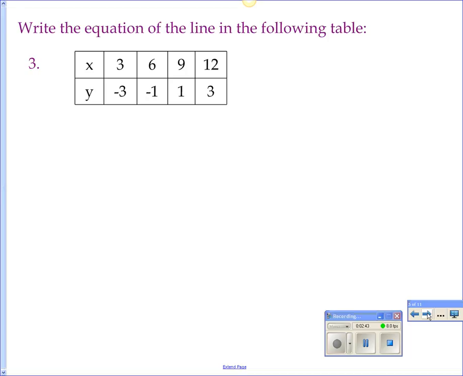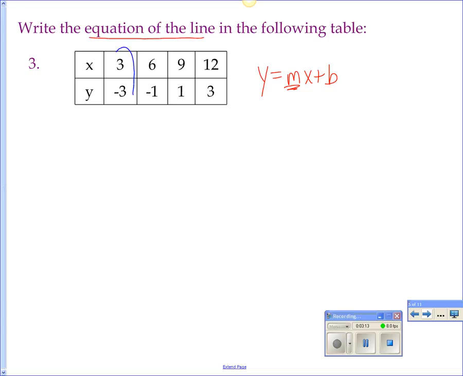Number 3 says write the equation of a line of the following table. Well, this time you just have lots of points. You have (3, -3), (6, -1), (9, 1), and (12, 3). So we're not going to do anything different than we've been doing. We still do the equation of a line, which is y equals mx plus b. And we're still going to need to find our m. Well, we've done this before. We found slope from a table.